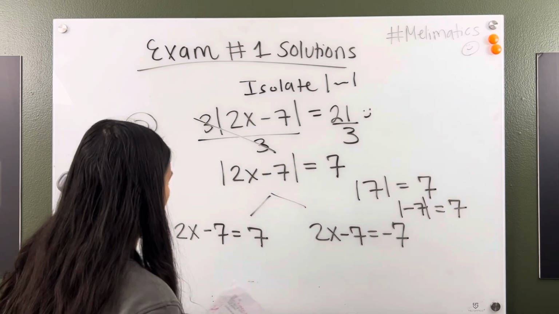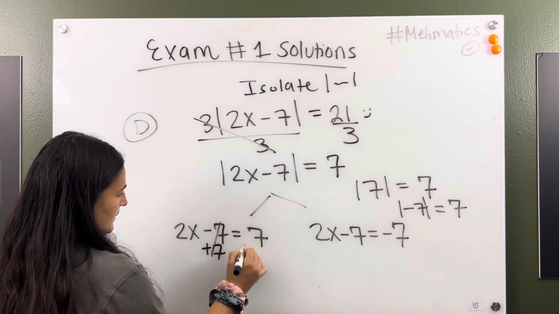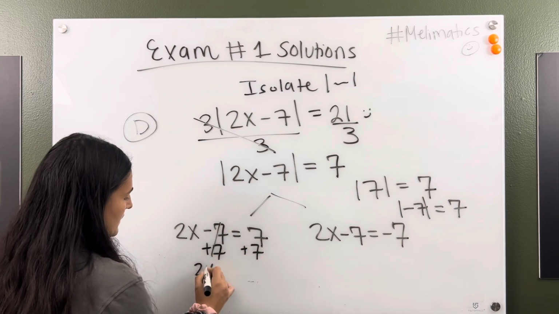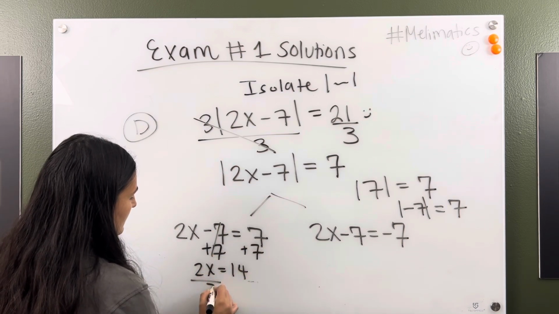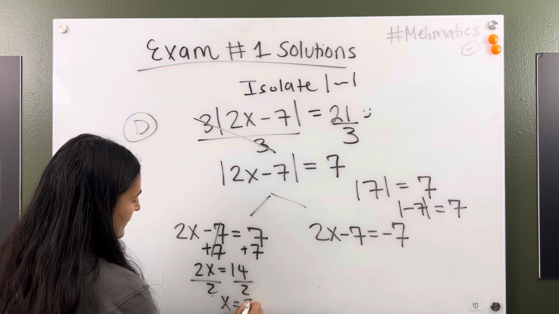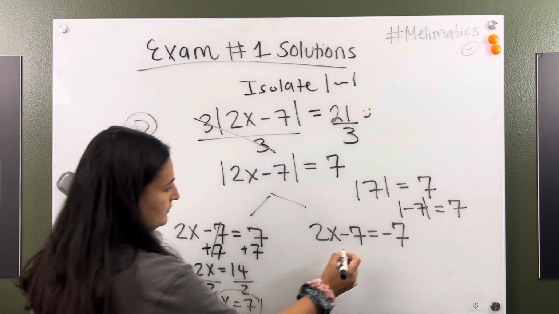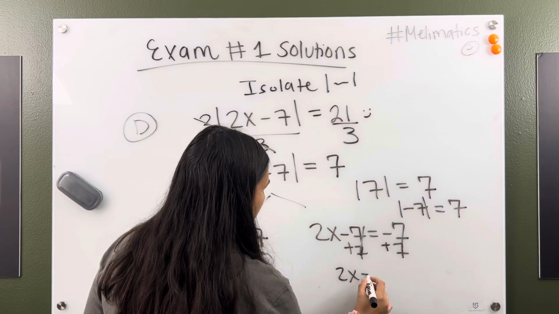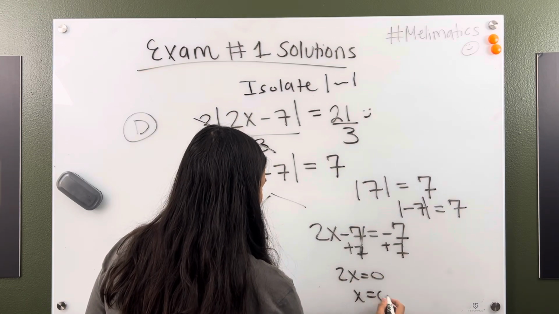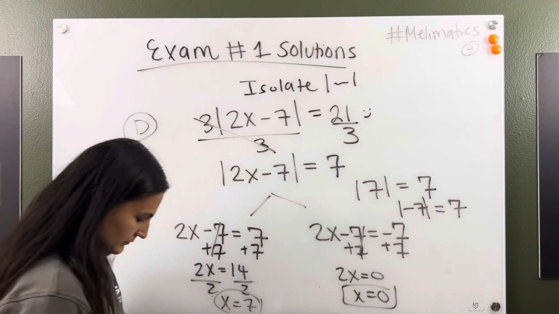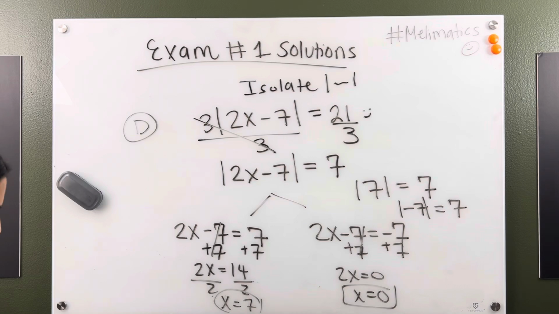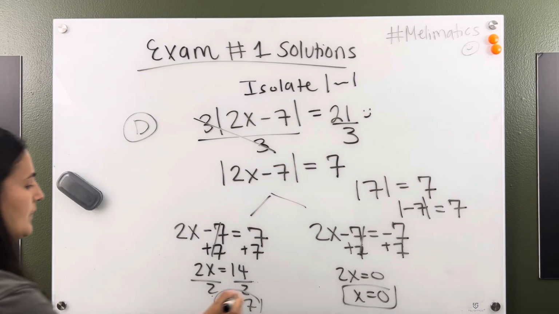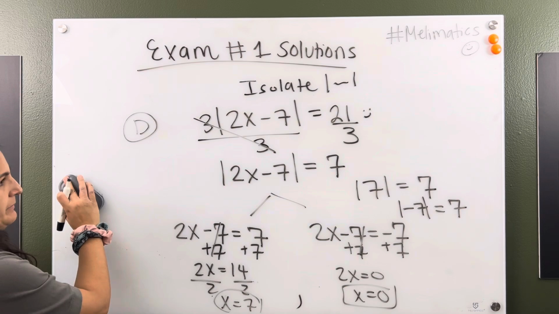So now just solve for x, and the rest is easy. These are your two cases that you need to set up. You want to be able to solve for both. Okay. So x can equal 7 or x can equal 0.